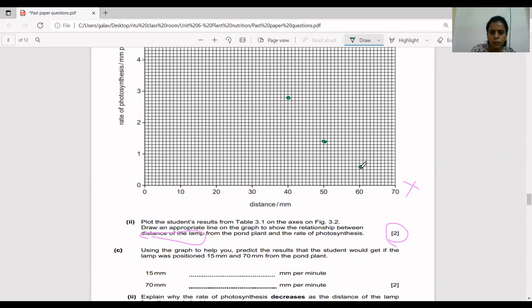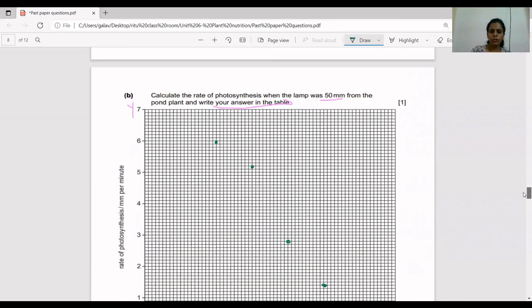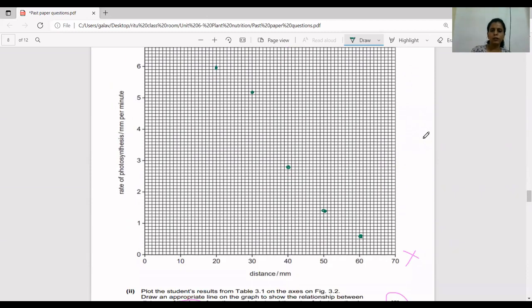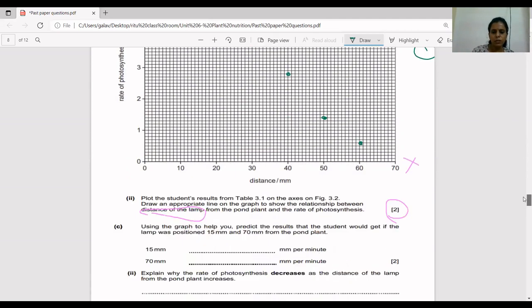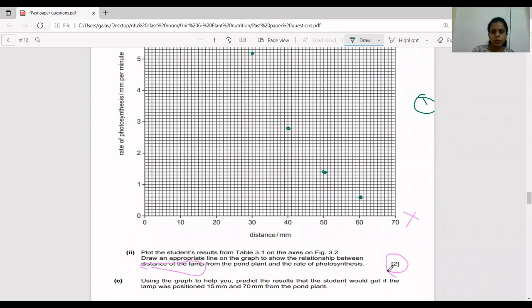So this question, plotting of graph, is given for 2 marks. If your plotting of points on this graph is correct, you will get 1 mark. So 1 mark has been awarded for the plotting of points, and the second mark is actually for joining of these plots. Remember this, for joining of these plots.